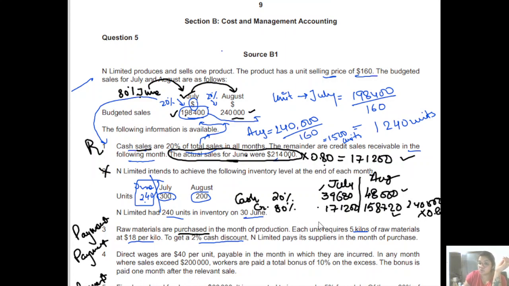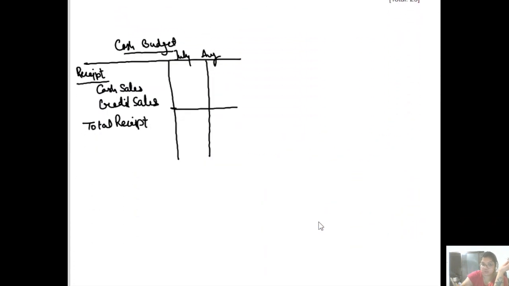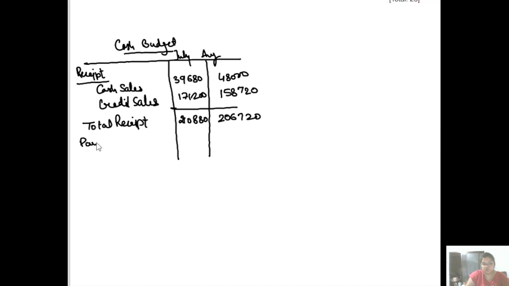Okay, so this I'm going to record in my cash budget. Cash sales and credit sales: 39,680, and here 48,000. Okay, and 171,200 plus 158,720. Then your total receipt is 210,880 and 206,720. Okay, now what you have to do, you have to record your payments.